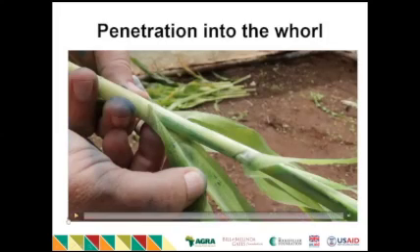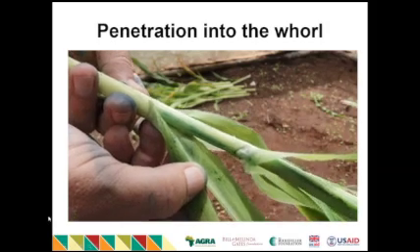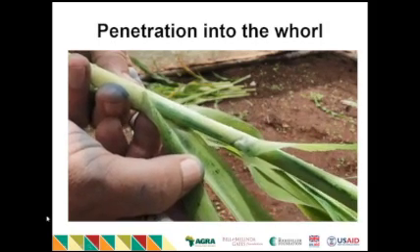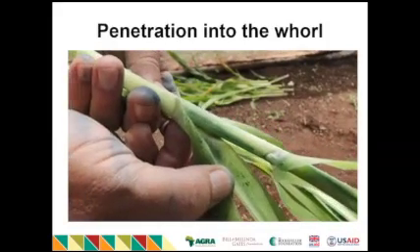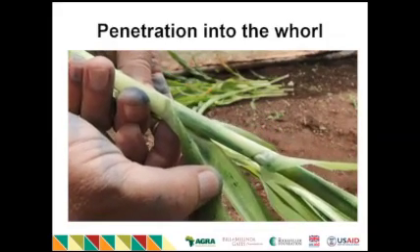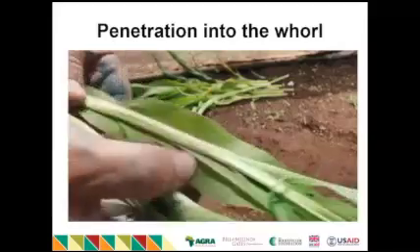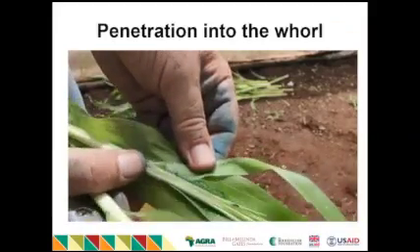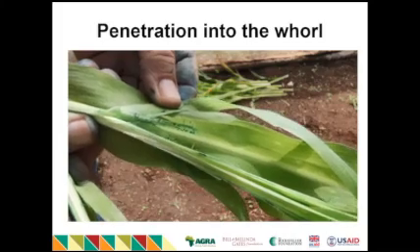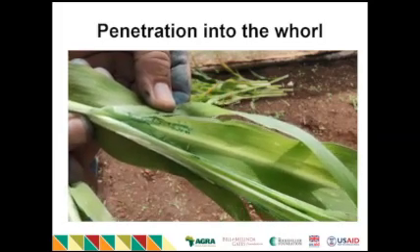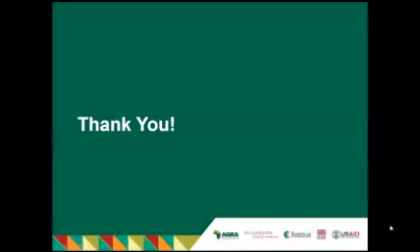Here we've taken one of these maize plants and we have opened up the leaves of the whorl to show you how far the blue dye has penetrated down into the whorl and down the leaf sheath of the maize plant. This type of penetration into the whorl will help to control fall armyworm that has entered the whorl of the maize plant already.